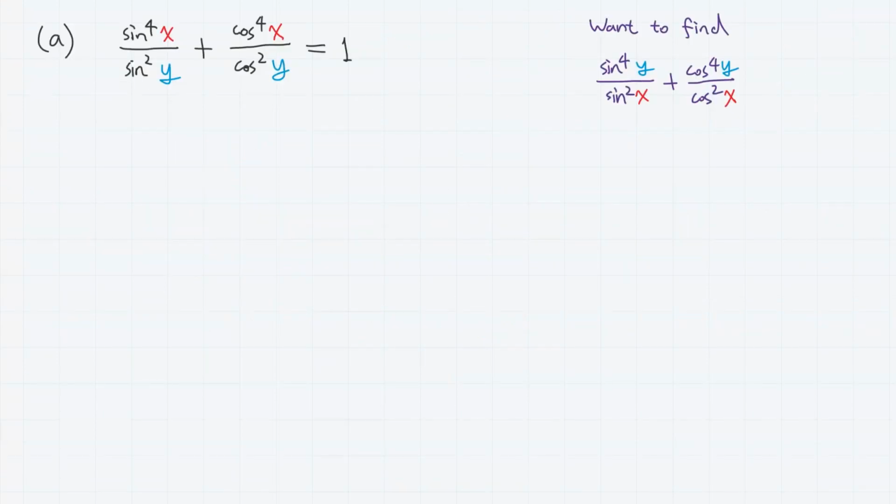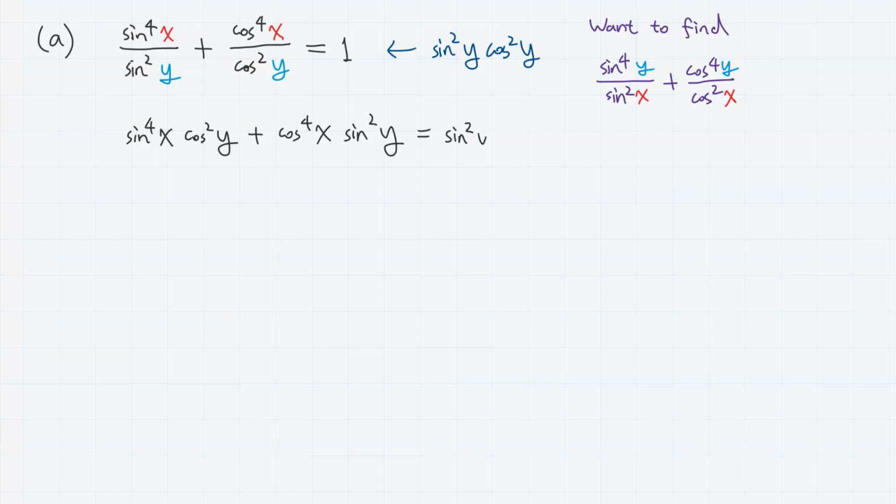The first problem. We have to manipulate and simplify the given condition, so let's start by multiplying sine squared y cosine squared y on both sides. This gives sine to the power of 4x cosine squared y plus cosine to the power of 4x sine squared y equals sine squared y cosine squared y.